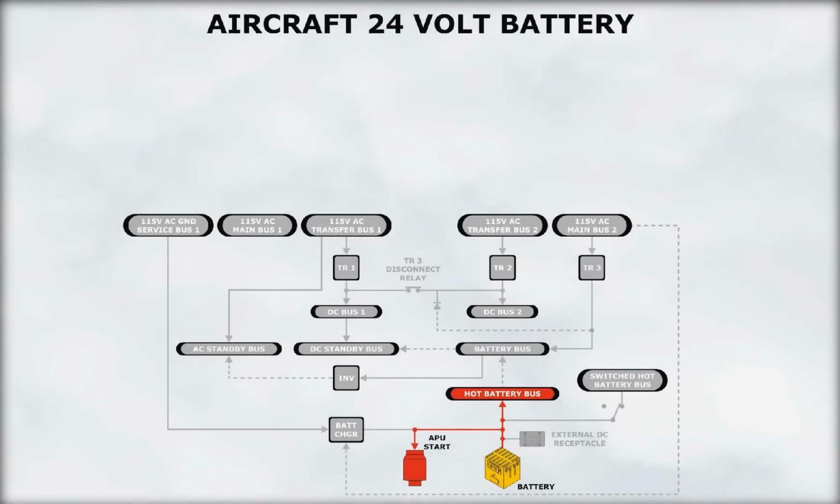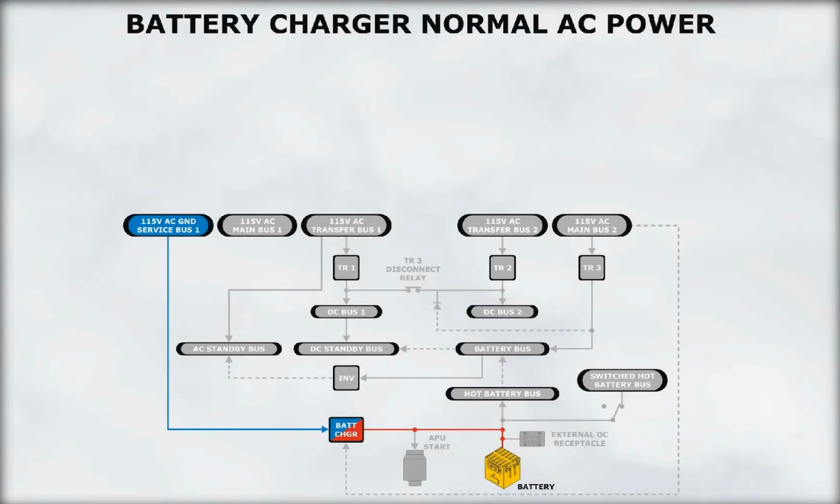A 24-volt battery supplies DC power to start the APU and to power essential equipment when the aircraft has lost all electrical power. A fully charged battery can power the essential equipment for 30 minutes. A battery charger maintains the battery charge by converting 115 volts AC into 28 volts DC. The battery charger is normally powered by the ground service bus.